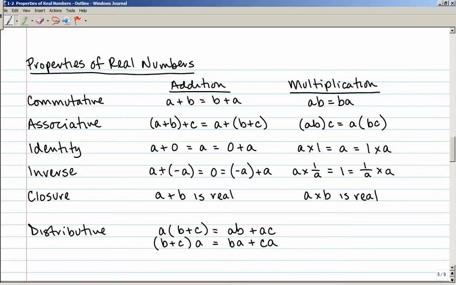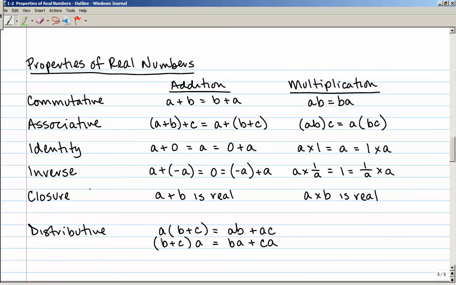So the additive inverse is adding the opposite of the number to get 0. And then the multiplicative inverse is what do you have to multiply it by to get a 1. Notice that for both of these, 0 is important for addition, 1 is important for multiplication.